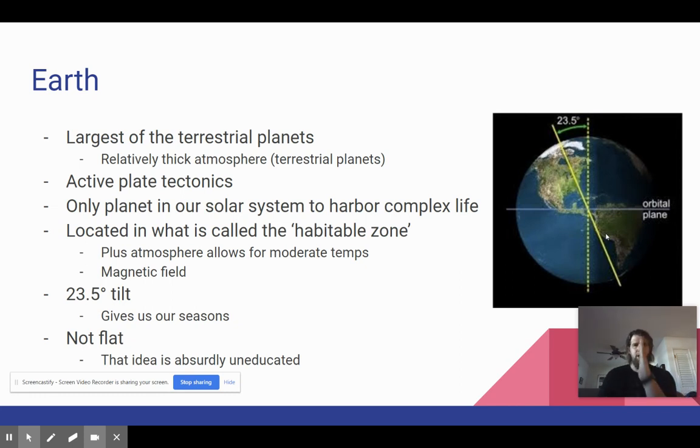So Earth is not straight up and down. It is tilted at 23.5 degrees, and this tilt leads to an uneven heating of the Earth, which leads to the seasons that we get: summer, winter, autumn, spring. I also love spring. We're going to get into that a lot later on, but we just want to talk about the overall general characteristics. So we're not flat. That idea is absurd and is a very uneducated, uninformed thing to say. I always like to throw that in there just to make sure that we know that the Earth is a sphere.